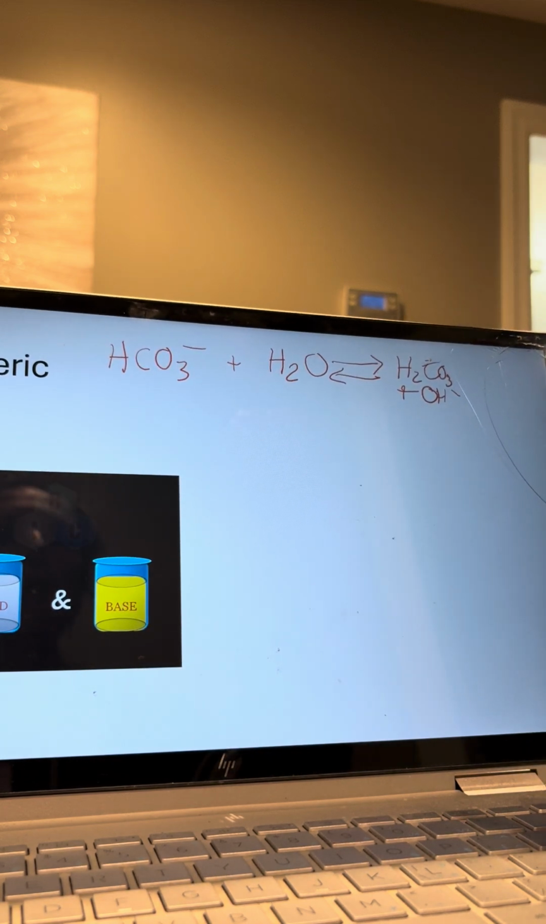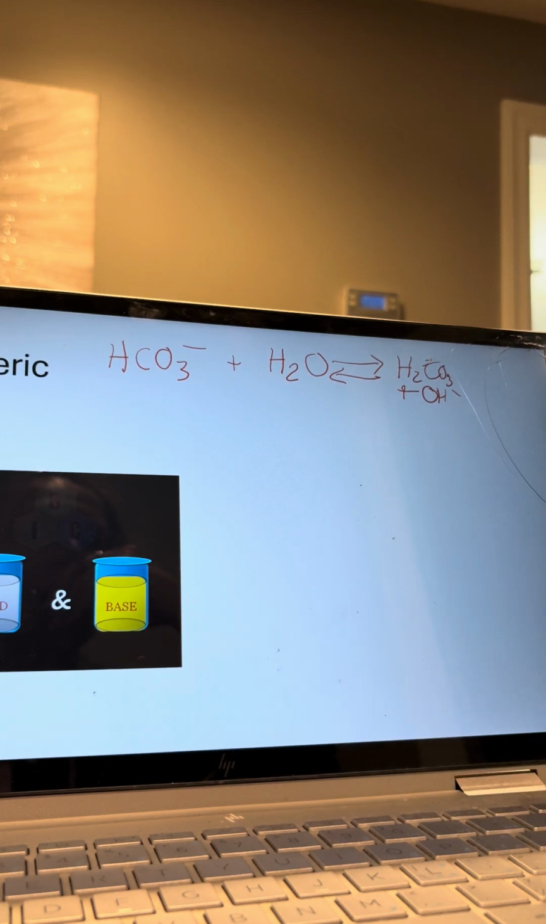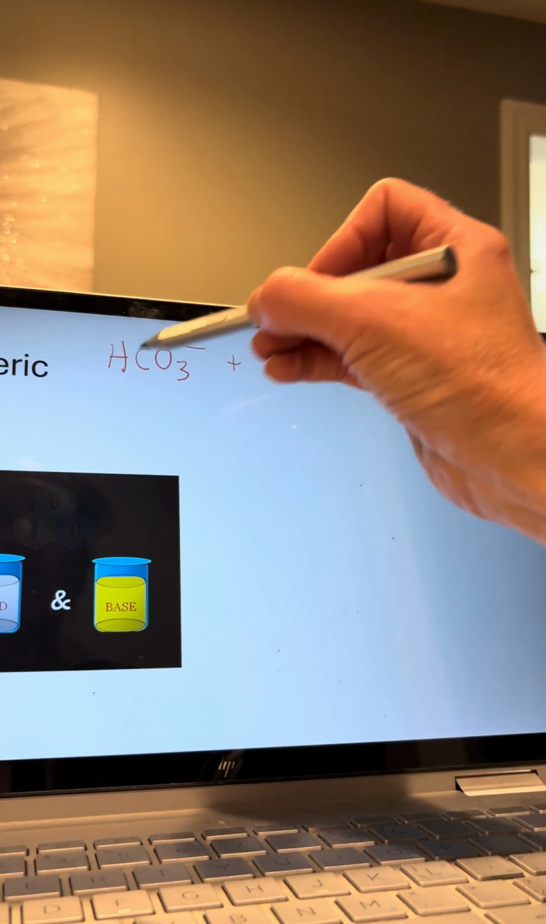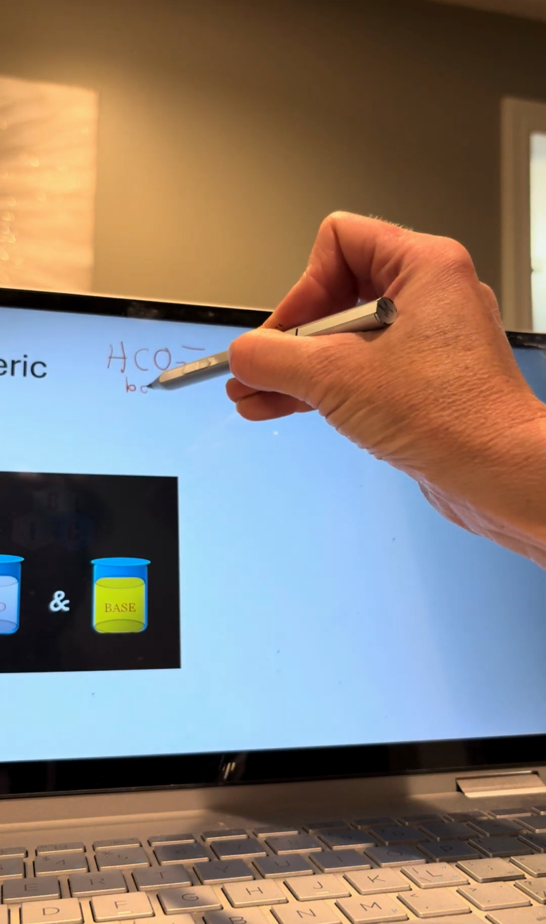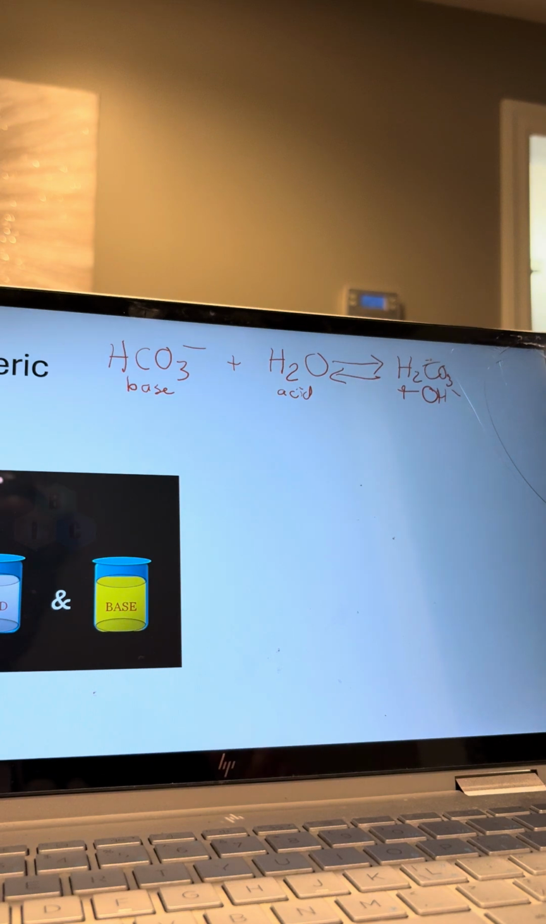So in this case here, what happened? So what would you classify the bicarbonate ion as in this scenario? Is it going to be an acid or a base? Well, in this case here, because it accepted the hydrogen, it would be a base and the water would be the acid. So that does happen.